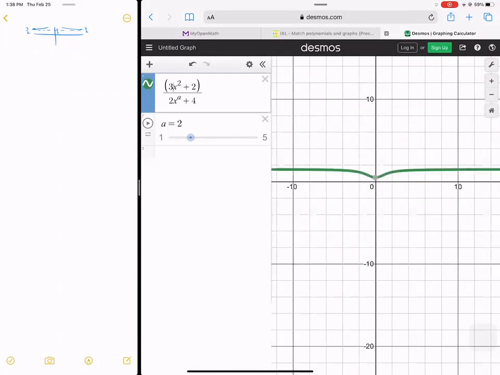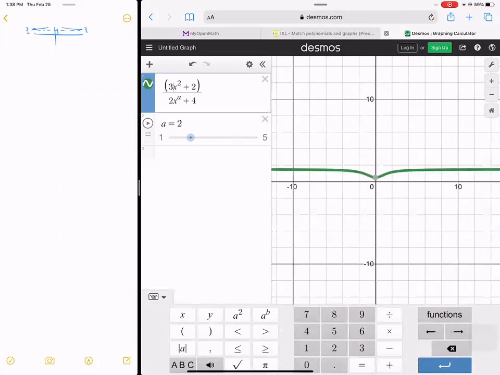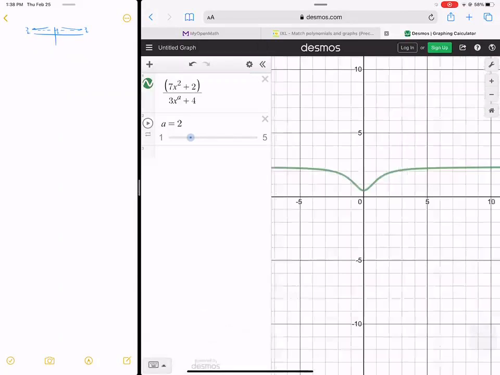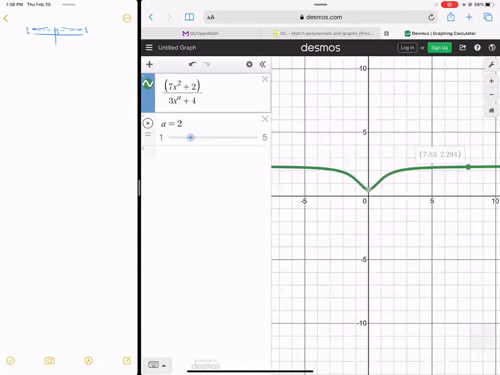What happens if I change these numbers around? Call this a 7 and call this a 3. What's 7 divided by 3? Isn't that 2 point something? Check it out. We're going to become closer to 2 point something, 2.3. Will we ever actually touch 2.3? Nope.